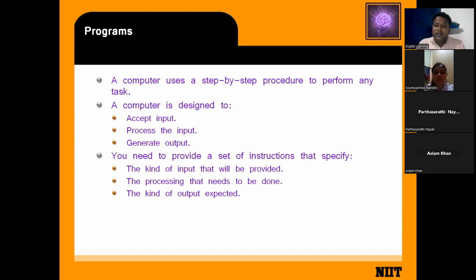So for the instructions, you have to specify the kind of input that will be provided, the processing that needs to be done, and the kind of output you expect. First of all, every instruction depends upon your input. And for getting the output, what is the process you have to follow? And what is the output that you are expecting?